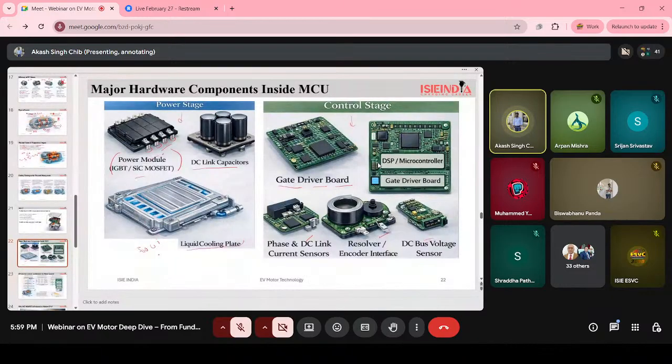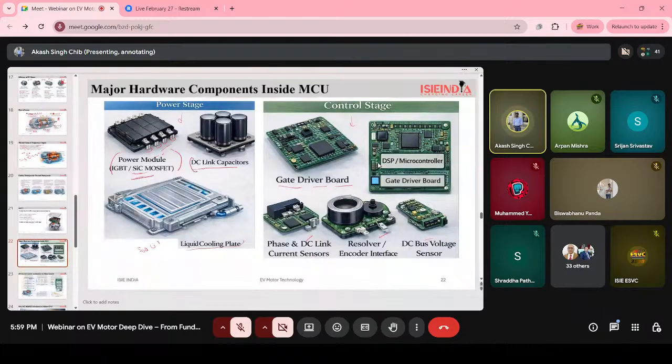So you can take an idea how fast that switching occurs. That is getting controlled and monitored by these MOSFETs. This is the main part. This is our SiC, which means silicon carbide. It is made up of silicon carbide. And this is our DC link capacitor.